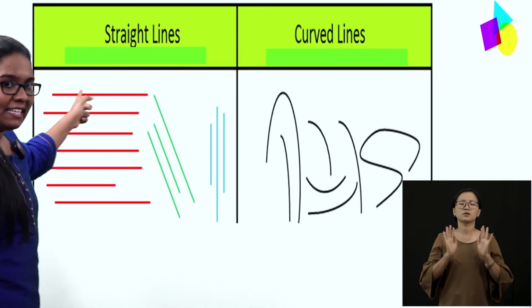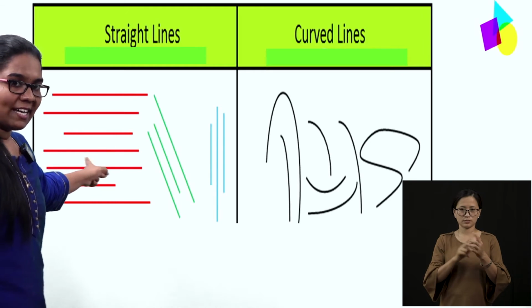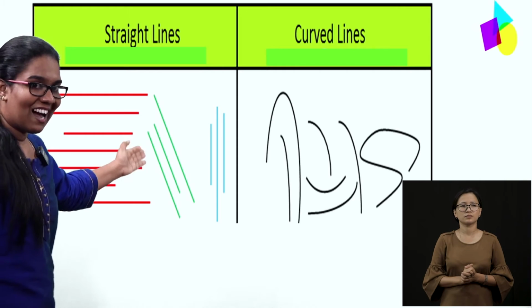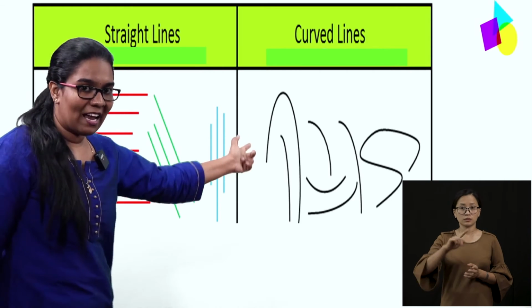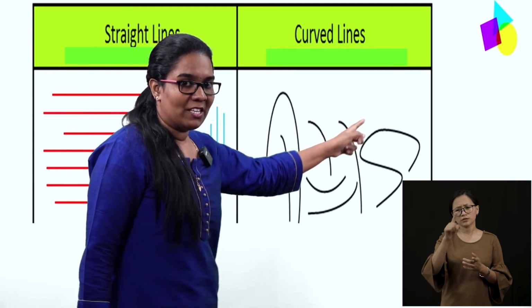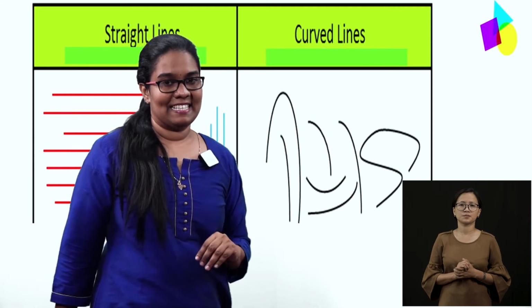Then these are some straight lines. Look here. These all are straight lines. Try to draw a straight line in your notebook. Then these all are curved lines. You should draw curved lines too.